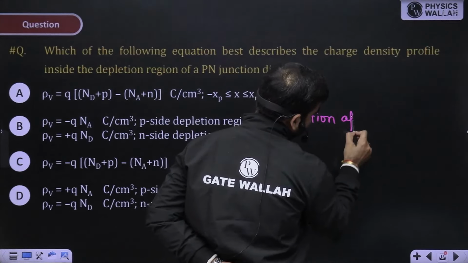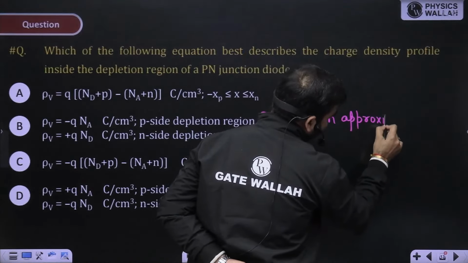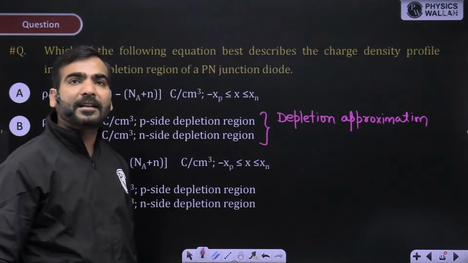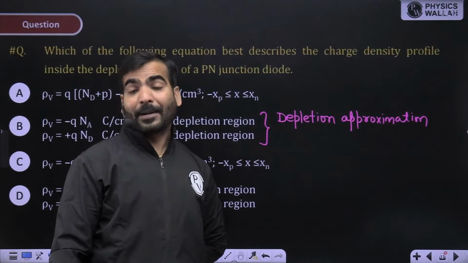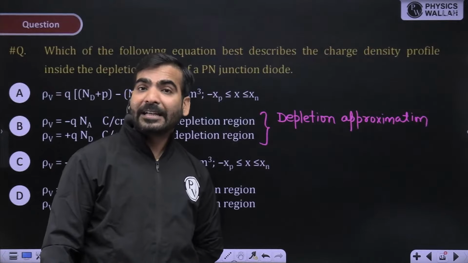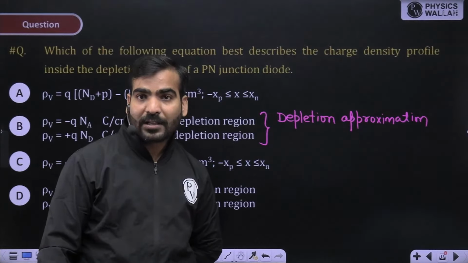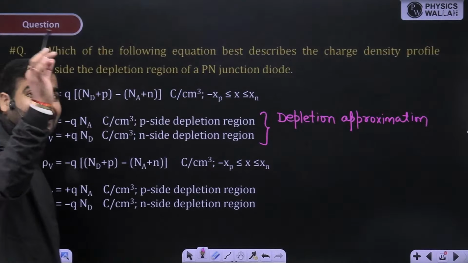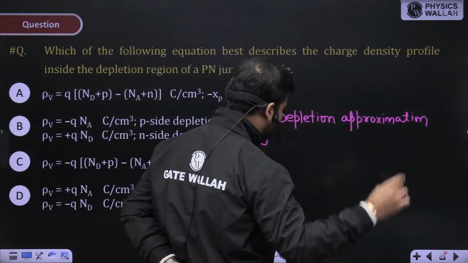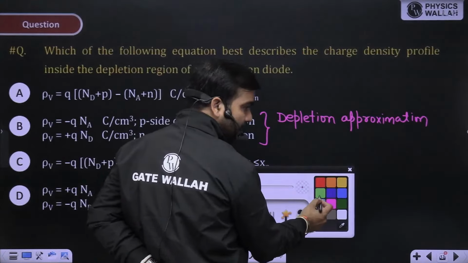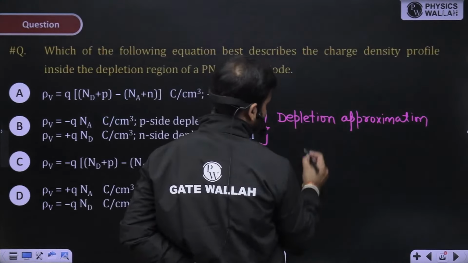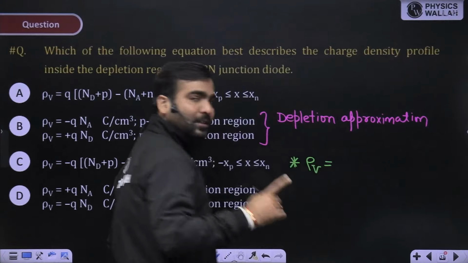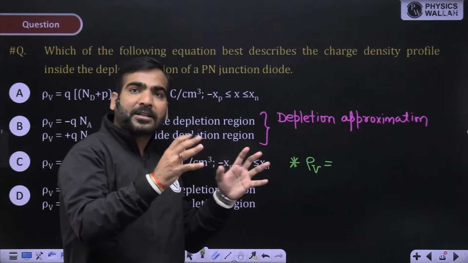Under depletion approximation, we assume that there is no charge particle inside depletion region. But it is not true, because inside depletion region, you are having ions as well as particle as well, electron and holes. So which one will be the correct? The basic equation of the charge density. What is basic equation of the charge density? Basic equation of the charge density is, I told you, total positive charge and negative charge you have to club together.